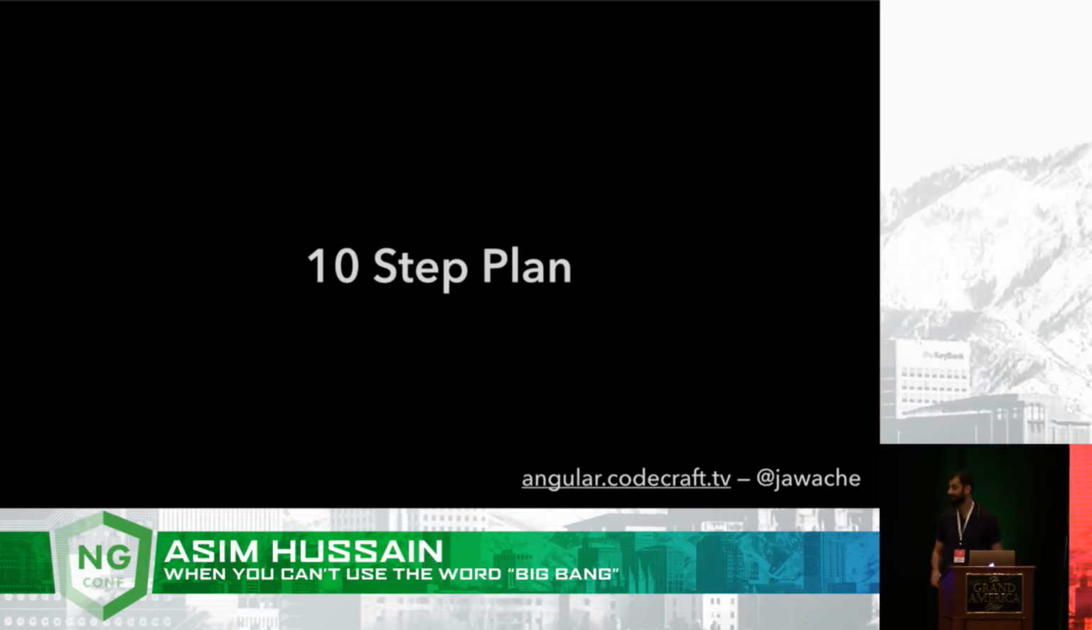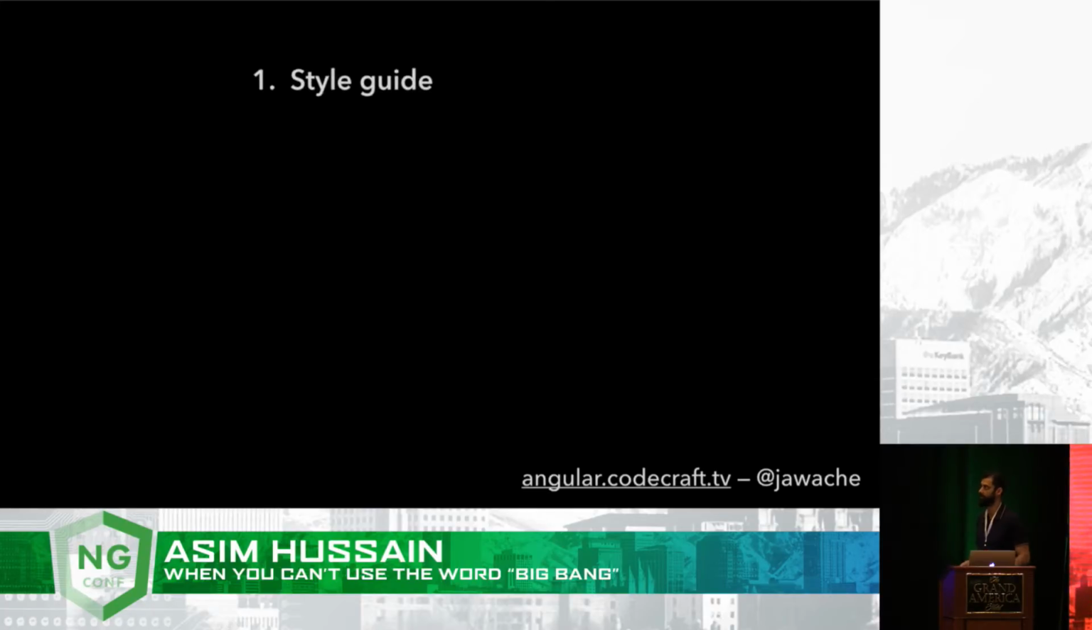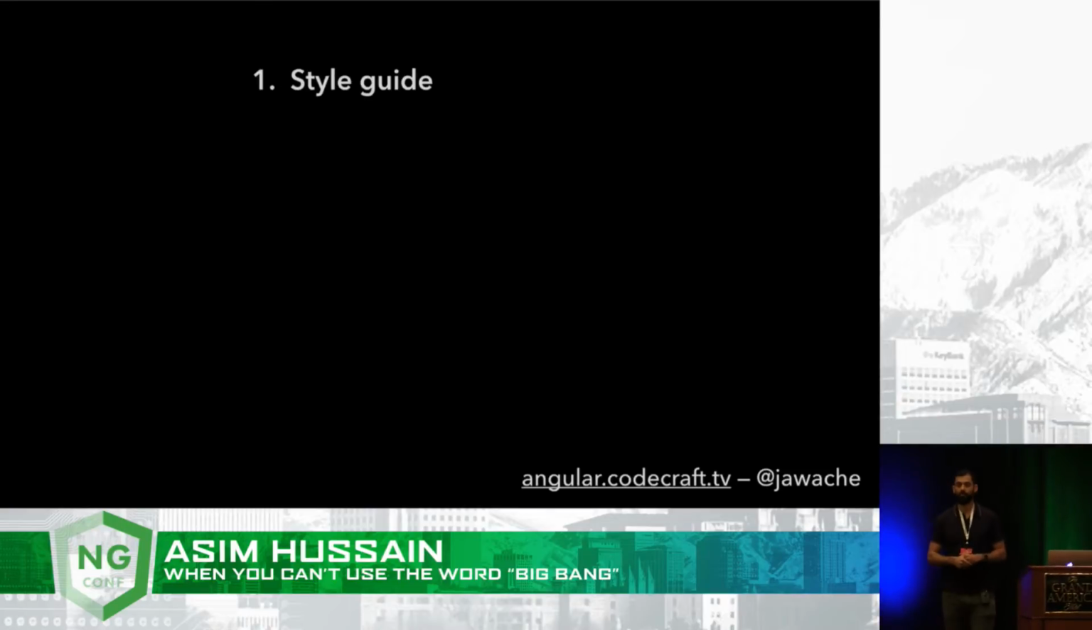So here we go, Asim's 10-step plan. I'm going to show you the 10 steps, and then we're going to select a few of them, and I'm going to show you the code for them. I'm initially going to go through the 10 steps pretty quickly, so don't worry if I'm not explaining each one too deeply. We'll go into them in more depth later on. So step one, I don't know when we all started writing Angular 1 applications.